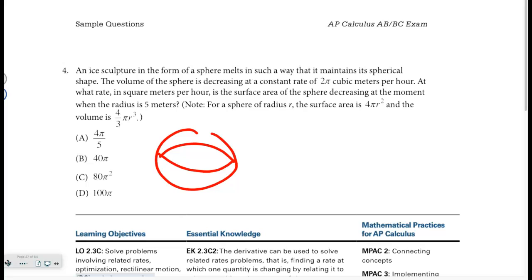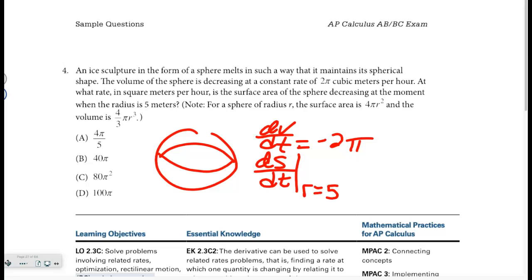The volume of the sphere is decreasing, so you're going to pick this apart as you read it, at a constant rate of 2 pi. So negative 2 pi would be right there. It's decreasing at a constant rate, and it's the volume. So they're giving you dV/dt. At what rate in square meters per hour is the surface area decreasing? So I need dS/dt, when the radius is equal to 5.